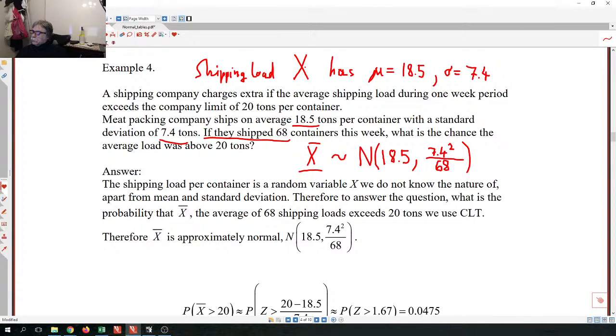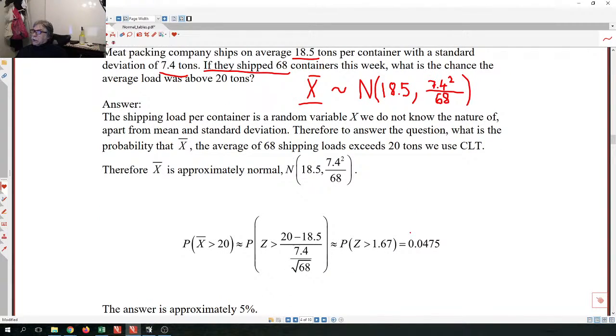Okay, so now we know that this random variable is approximately normal. In other words, we can now use what we know about the normal random variable for the calculation. So this is the question. What is the chance that the average shipping load of 68 containers is going to go above 20 tons?